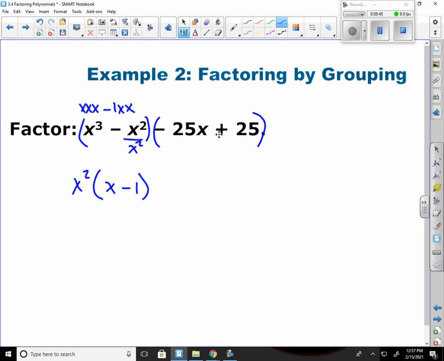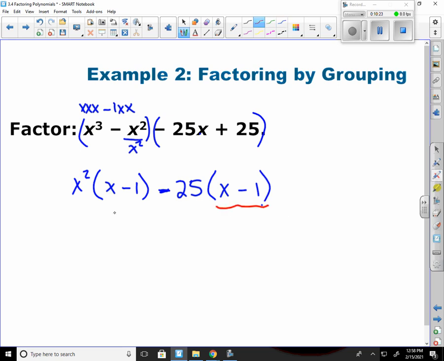Now let's look at the back half here. What can I pull out of both of these? Now, in general, if I see a negative grouped in here, I'm going to want to pull a negative out if it's attached to this x. So I'm going to pull a negative out. And then there's a 25 in both of them, so I'm going to pull a 25 out. If I pull a negative 25 out, that leaves me with just x. If I pull a negative 25 out of here, it flips the sign and it becomes minus 1.